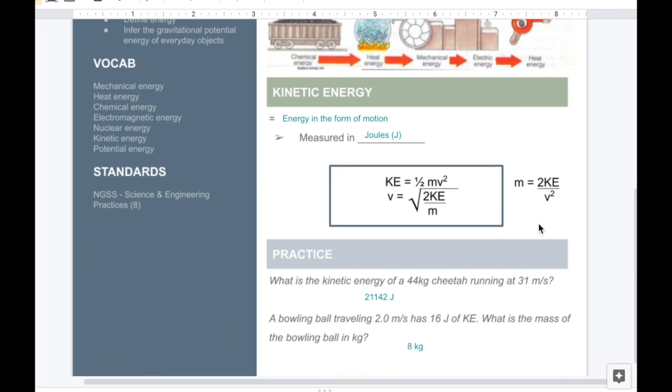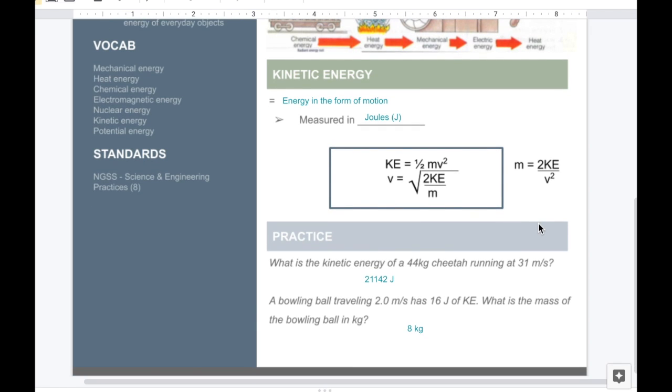There are two main types of energy: kinetic and potential energy. Today I'm just going to cover kinetic energy. Kinetic energy is just the energy in the form of motion. If any object is moving in any type of way, it's going to have kinetic energy. Once again, because it is energy, it's measured in joules, denoted with a capital J.